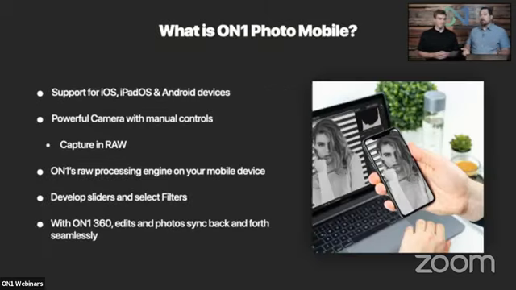The next part is the brand new ON1 Photo Mobile app. With Photo Mobile, you've got a great professional camera in the palm of your hand at any time. It enables the cameras that are on your iPhone or your Android device to shoot in RAW. Plus, it gives you tons of manual control. And it also gives you the same raw processing engine that you see on the desktop. So all of the edits that you create on your phone are with the same quality, same fidelity, and the same settings you're going to see on the desktop.